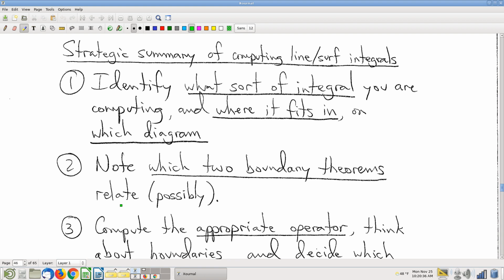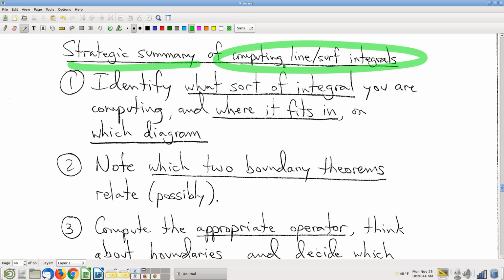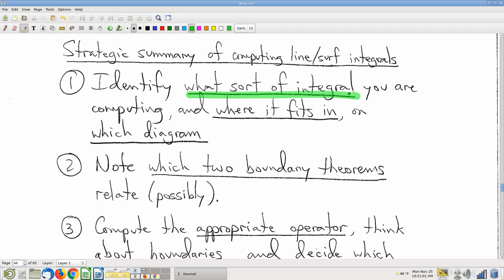Okay, so I have this thing I call a strategic summary for how to compute line and surface integrals, and it's just a strategy that you can take that will hopefully lead you to the most efficient way of solving the problem. But there's a certain amount of judgment that's involved along the way. Okay, so step one: make sure to understand the question. What kind of integral are you looking at, and where does it fit in on which diagram?